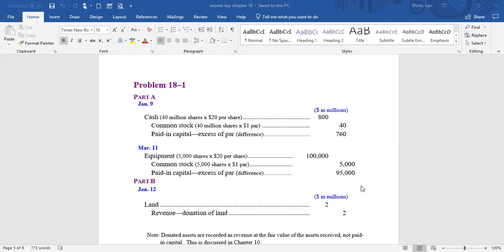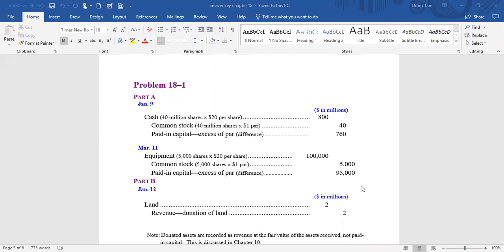So in the first requirement, January 9th, issued. So the company sold 40 million common shares for $20 per share. So the company will be receiving cash, so we'll definitely debit cash for 40 million times $20 per share, $800 million. We just eliminated the 6 zeros. We credit the common stock account. Remember, that is a paid-in capital account.